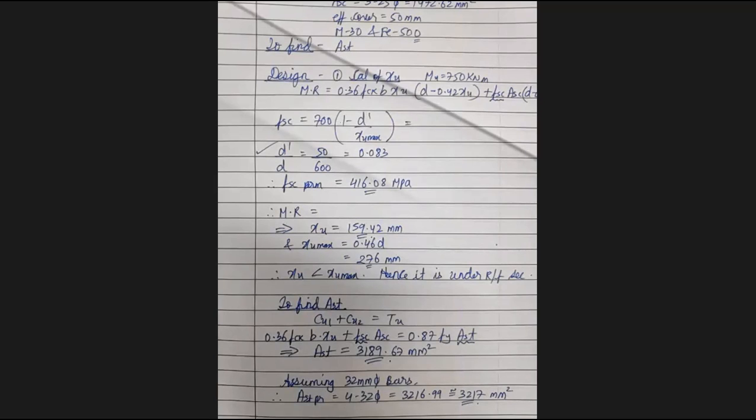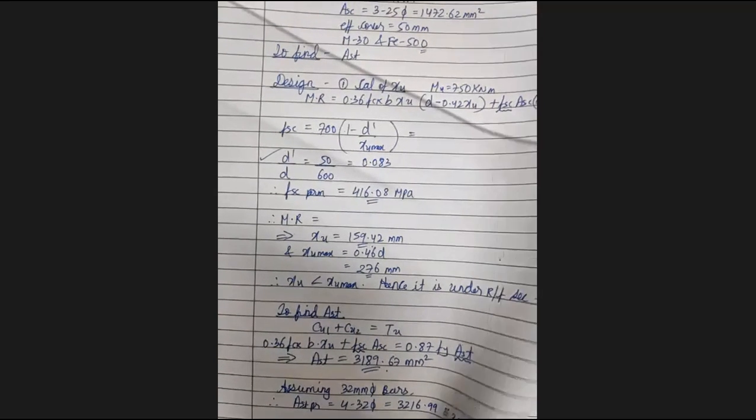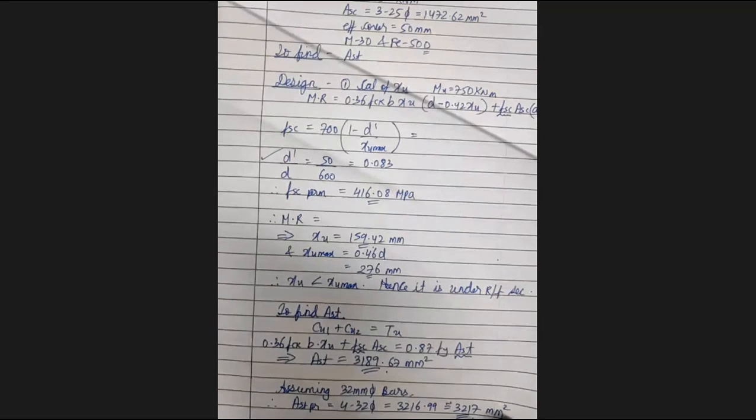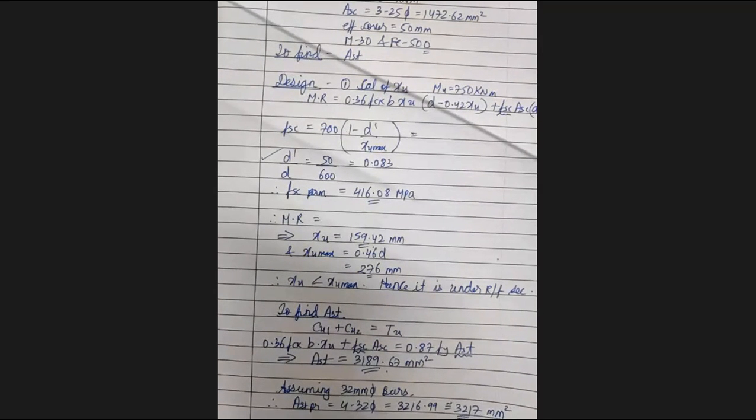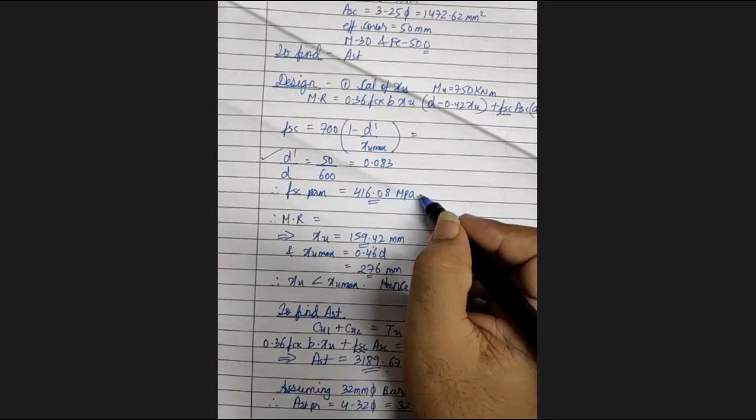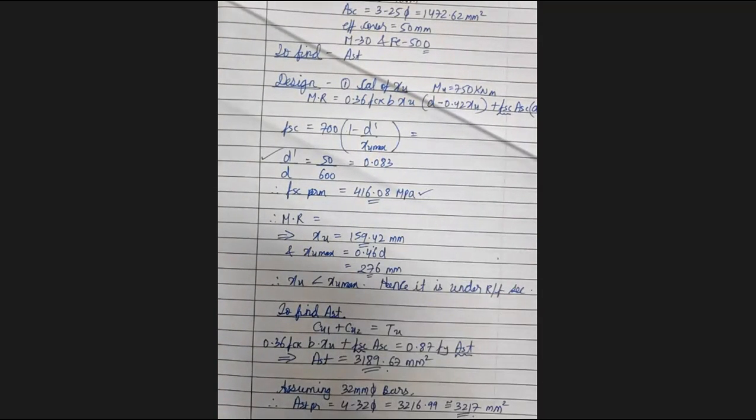Okay, is this clear? In the first case, when you find out the XU, it is a bit complicated. When you find out XU instead of FSC, that equation becomes complicated. So instead of that, you can directly take the value of FSC that we used, and with this value you can find out the value of XU. In that case, your XU will be slightly more than XU max. In some cases, it might come.